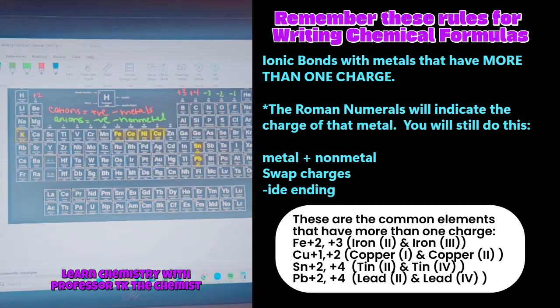Majority of the periodic table, I would say 85% of the periodic table are metals. And because they're metals, they are positively charged, called cations. Those that are negatively charged, those are your nonmetals, and those are called anions. Okay? Anions.